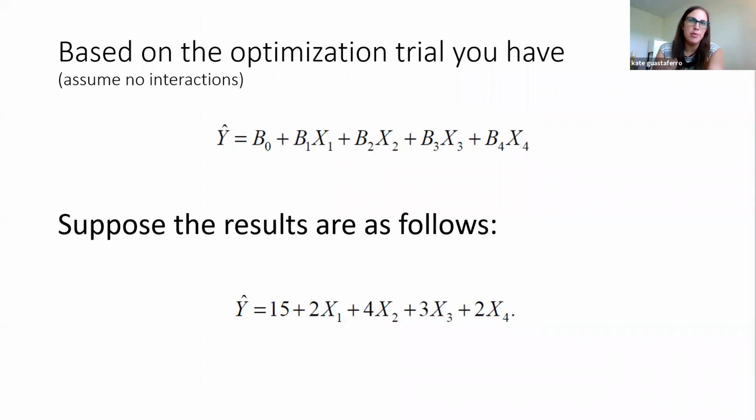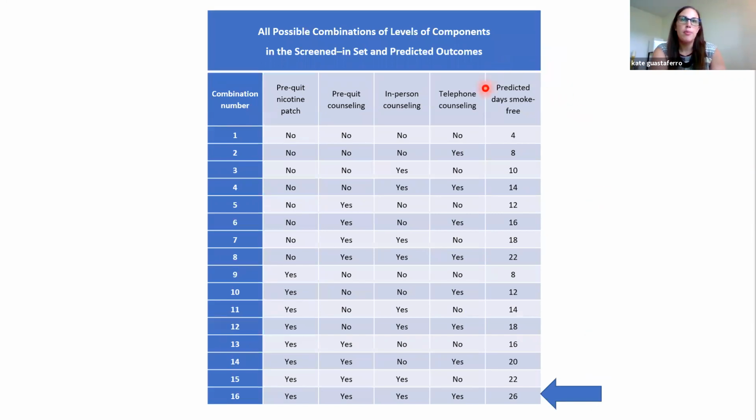Based on the optimization trial, say this is our regression equation, and we plug it in and get our results. Here we see our predicted days smoke-free. That was our goal for the intervention, our outcome of interest. And we see that the greatest number of predicted days smoke-free is obtained in experimental condition 16, where all 4 components are on.